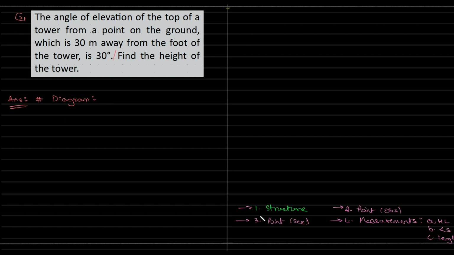So the steps are this. Draw the structure. When I say structure, we have to draw whatever we are talking about. So we are talking about a ground on which we have a building, right? So this is our building. This will make an angle of 90 degrees. This is the top of the tower.